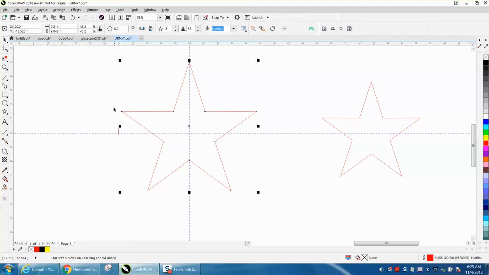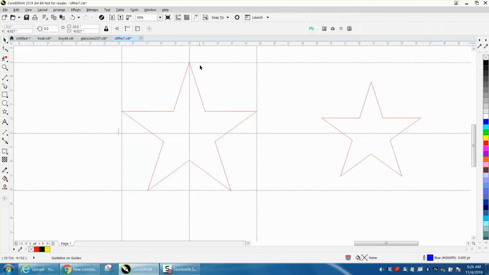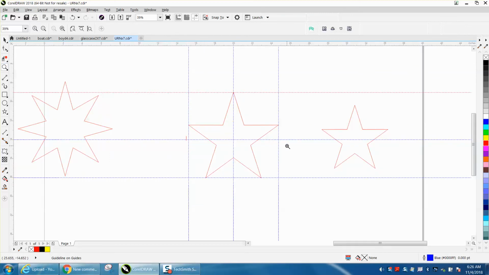It's just because of the way Corel's measuring it. Let me try to get an index line. From there to there is the furthest two points, and in here it's measuring from there to there, and I think it's just a longer distance here than there, even though the star is equal in all dimensions. Anyway, I hope that answered his question, and thank you for watching.